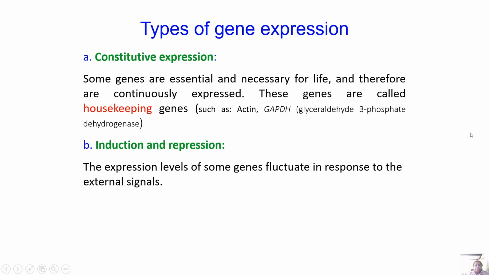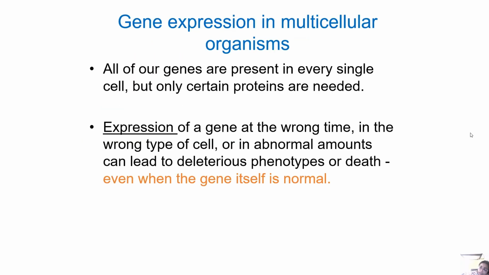As I was saying, there are two types of gene expression: constitutive expression, and induction and repression. In constitutive expression, some genes are essential and necessary for life and therefore are continuously expressed. These genes are called housekeeping genes, such as actin and GAPDH. In induction and repression, the expression levels of some genes fluctuate in response to external signals.